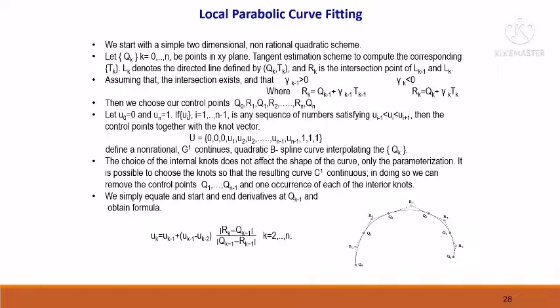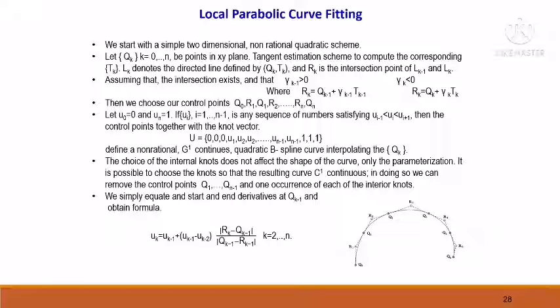The choice of internal knots does not affect the shape of the curve. They affect only the parameterization. It is possible to choose the knots so that the resulting curve is C1 continuous. In doing so, we can remove the control points q1 to qn minus 1 and one occurrence of each of the interior nodes.